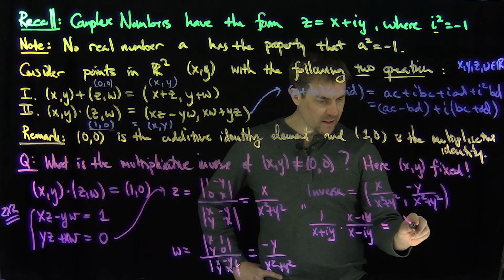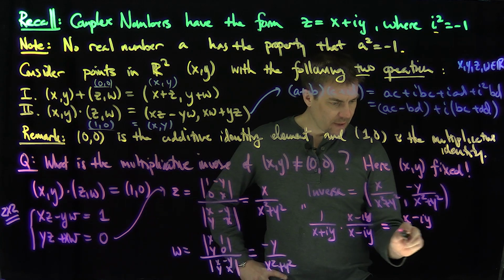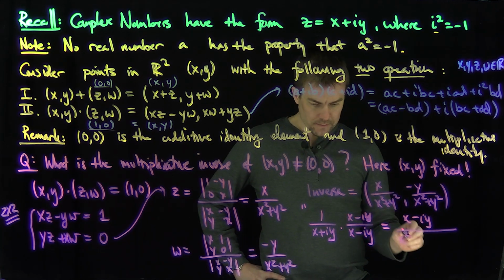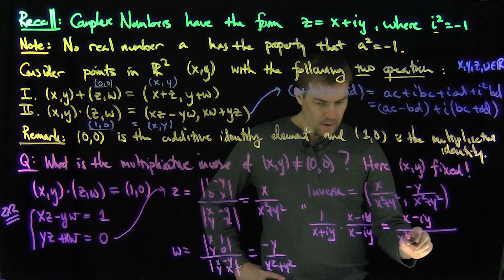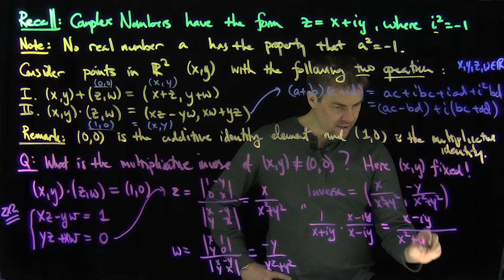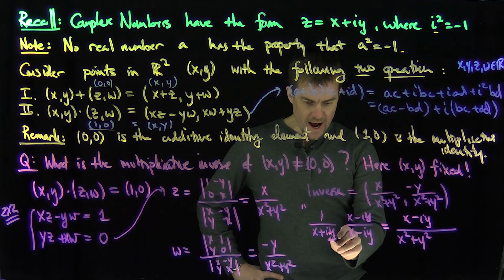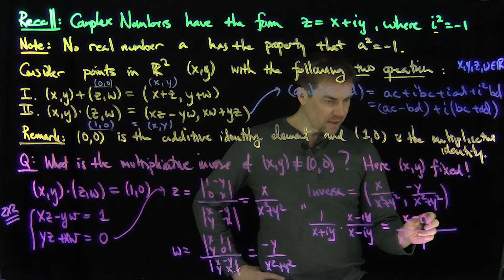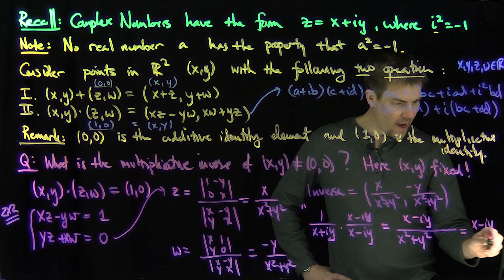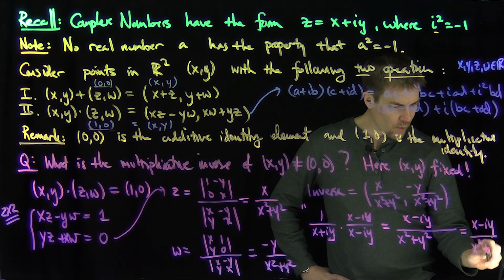So the top is just going to be x minus iy, and the bottom is going to be what? It's going to be x squared, and then I have an i and an i with a negative sign, so it's going to be x squared plus an iyx and then a negative iyx, and so that's going to be 0. So this exactly is x minus iy over x squared plus y squared.